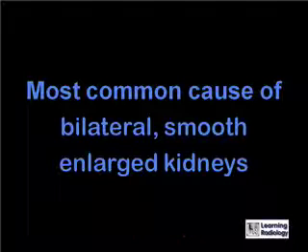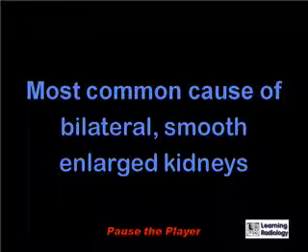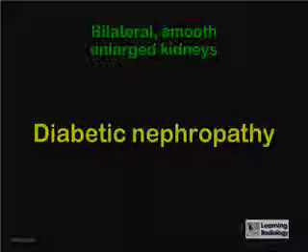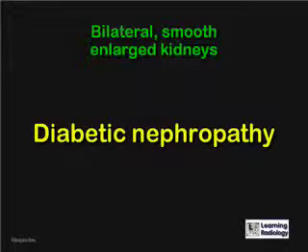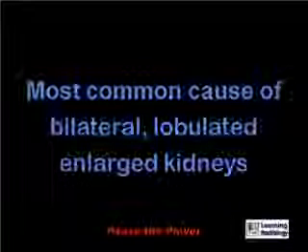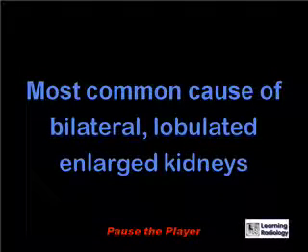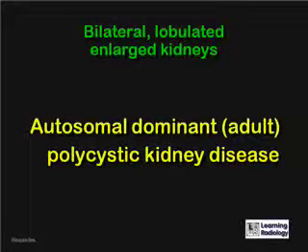What is the most common cause of bilateral smoothly marginated but enlarged kidneys? Diabetic nephropathy. What is the most common cause of bilateral lobulated and enlarged kidneys? Autosomal dominant adult polycystic kidney disease.